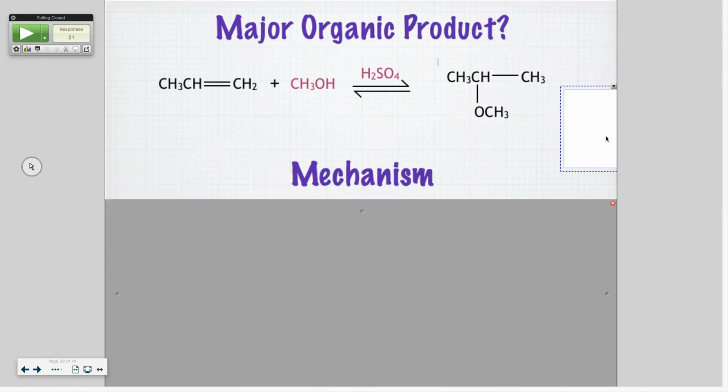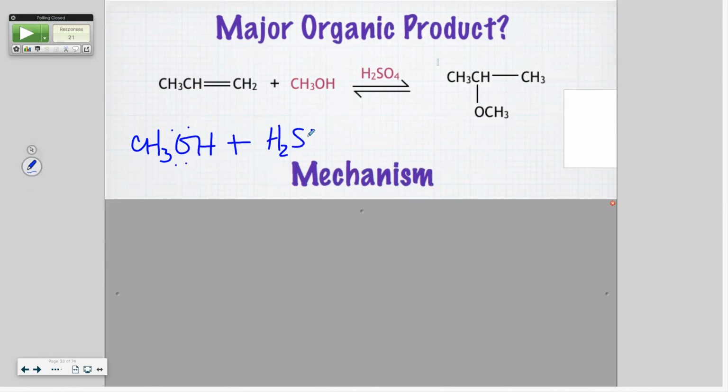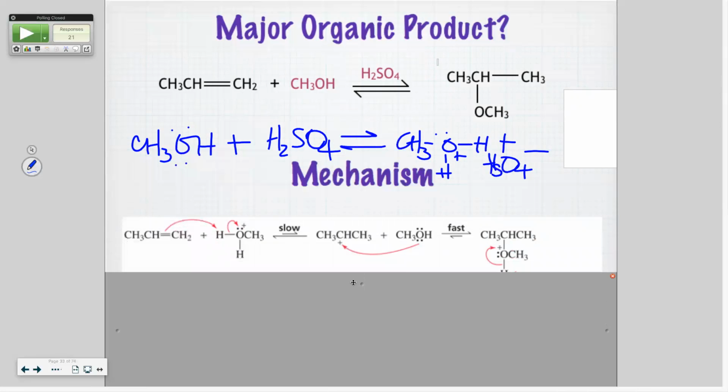So what do you think happens in the mechanism? When you take that alcohol and you add H2SO4 to it, you're going to get, don't forget, there's two lone pairs on the O. And this is an equilibrium. I'm not really worried about that equilibrium thing, but you'll see it. You're going to get that plus HSO4 minus. That's what's going to function as your acid now, the protonated alcohol.